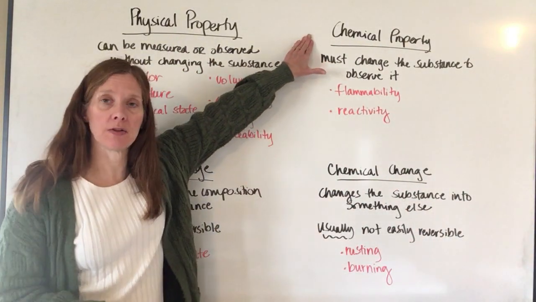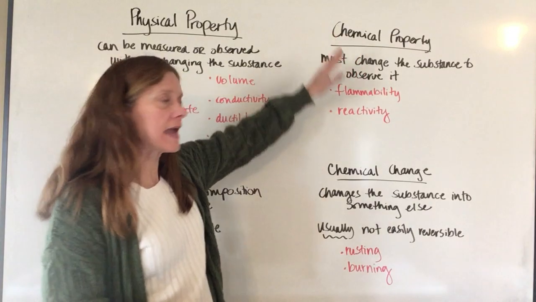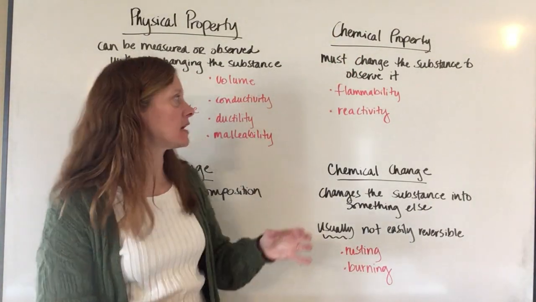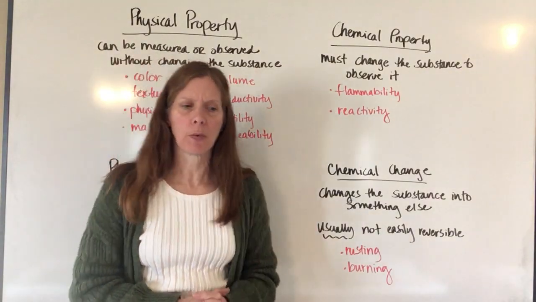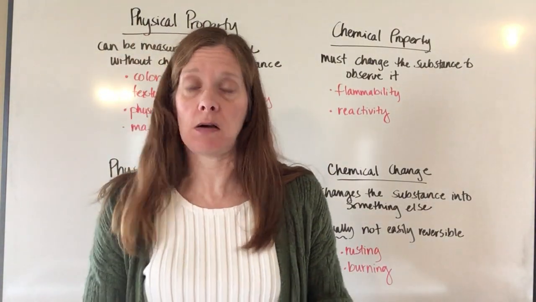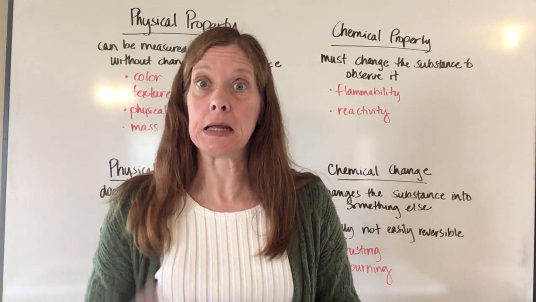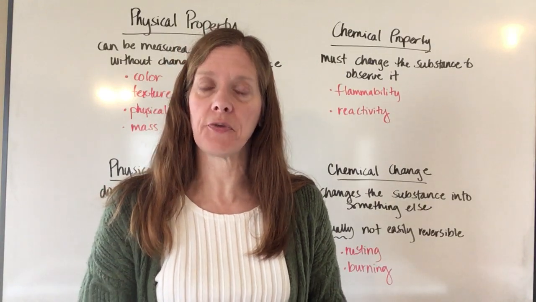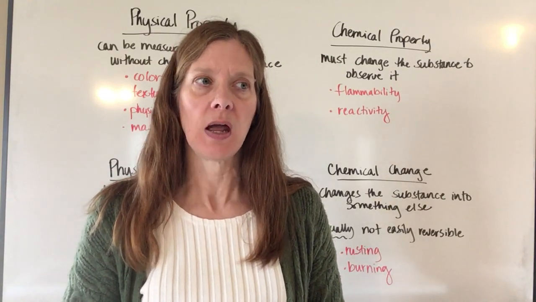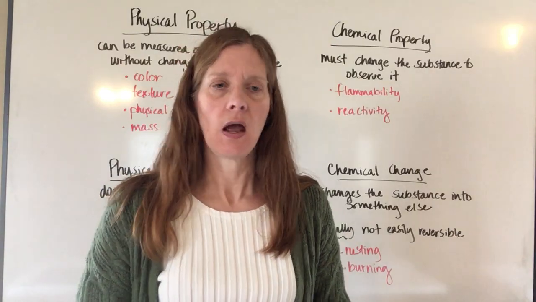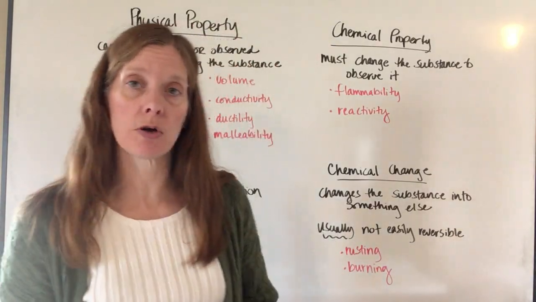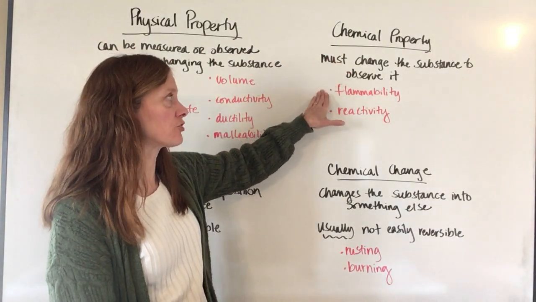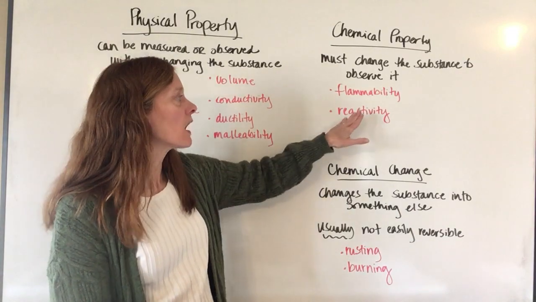Now, a chemical property, on the other hand, is something that I can't determine unless I change the substance in order to observe it. So as an example, is it flammable? Well, the only way I can determine if it's flammable is if I set it on fire. And if I set it on fire and it is flammable, I'm not going to have what I had anymore. If I take paper and I set it on fire, I'm no longer going to have paper. I'm going to have ashes and carbon dioxide and all the other stuff that a fire produces. So I would no longer have paper. So flammability is a chemical property because once I determine it's flammable, I no longer have the substance anymore.